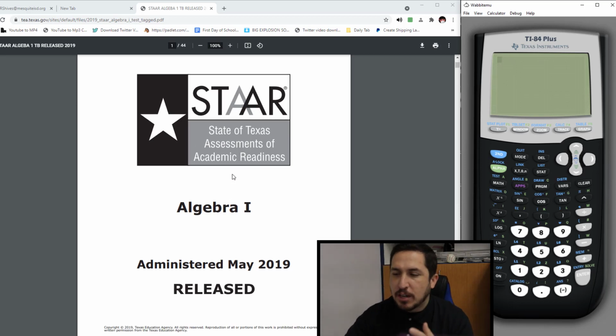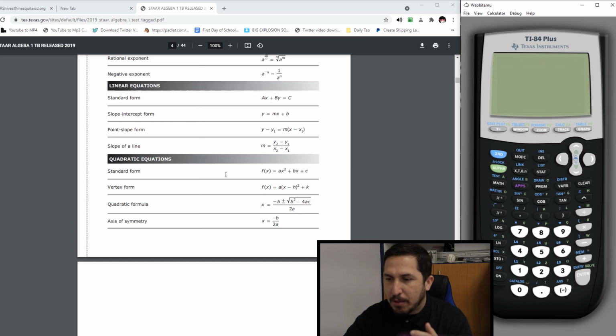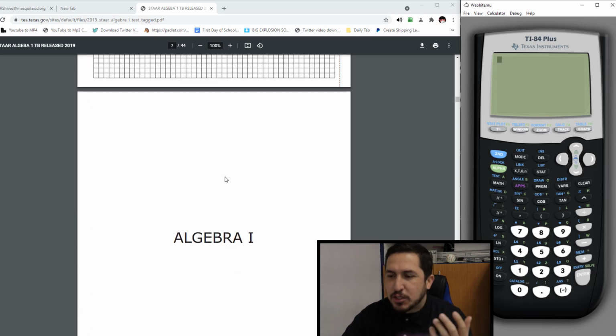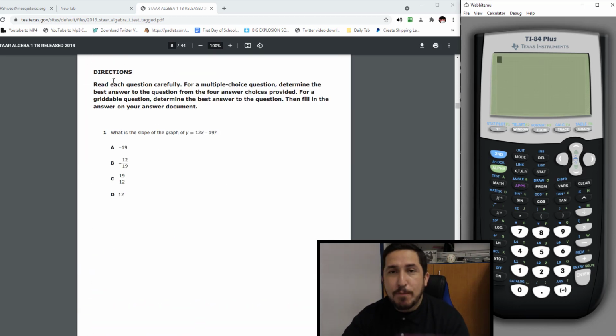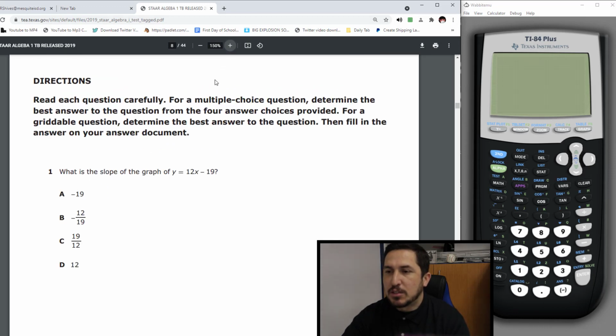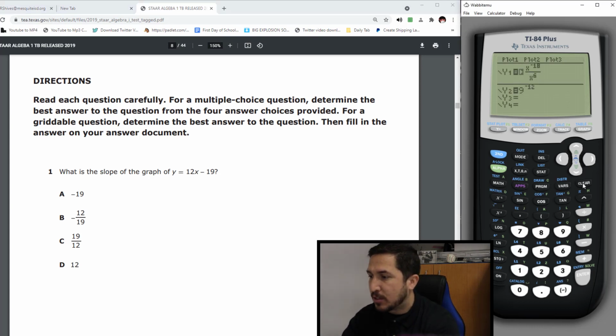All right, here we go. Ready? Algebra 1 STAAR test. Who cares about all this other stuff right here? Doesn't matter. Let's do slope for this guy. Here I go. I'm going to go to y equals. He says y equals, so I go to y equals. Let me erase this stuff. Don't need that. I'm going to type in 12x minus 19.